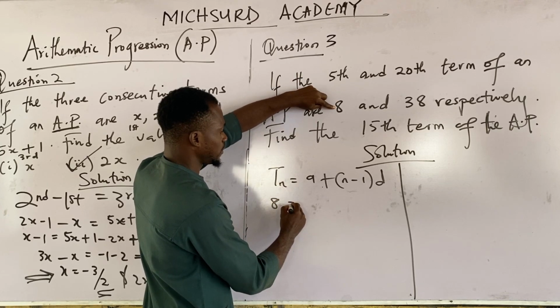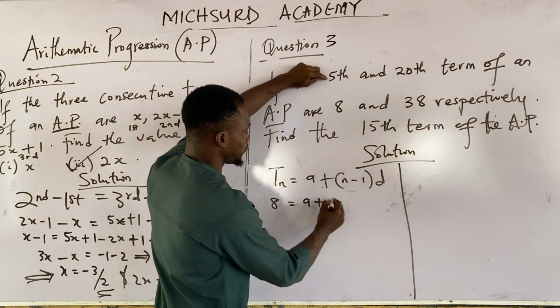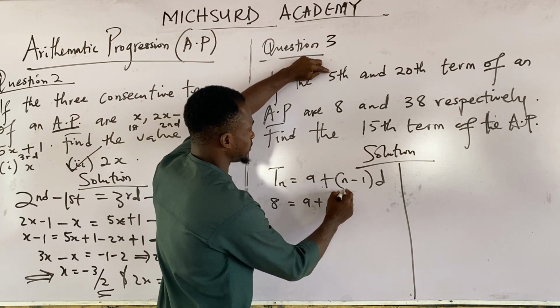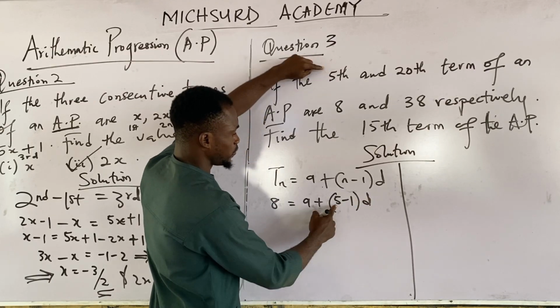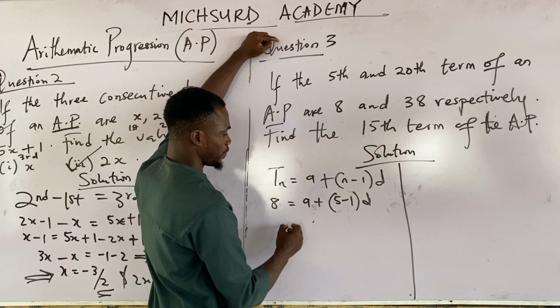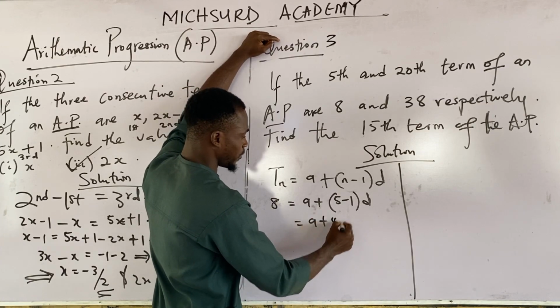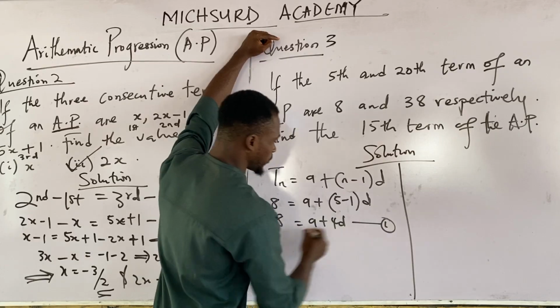So this is 8 is equal to a plus n, where n here is 5 minus 1 times d. If we subtract, 5 minus 1 will give us 4, and 4 times d will give us 4d. So this is a plus 4d is equal to 8. I'll call this one equation 1.